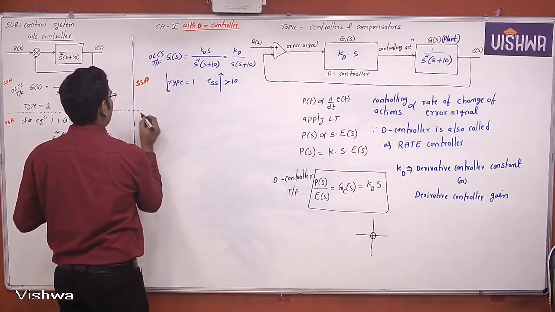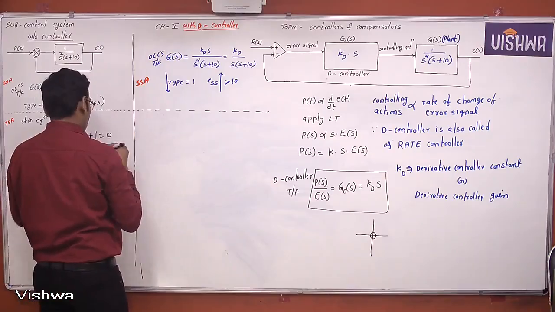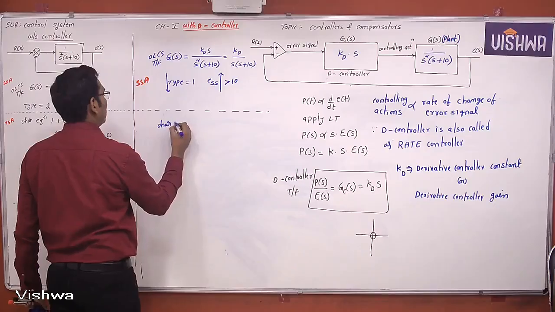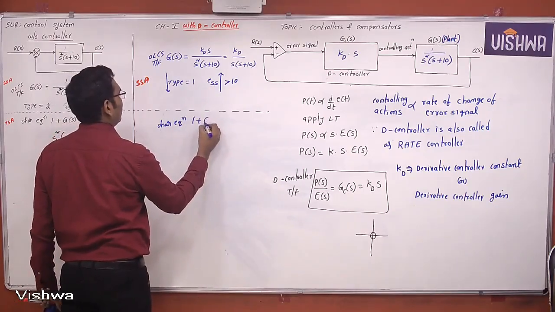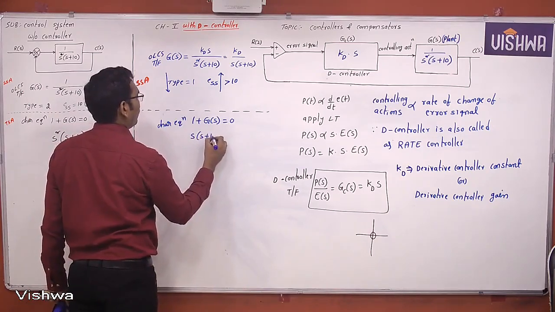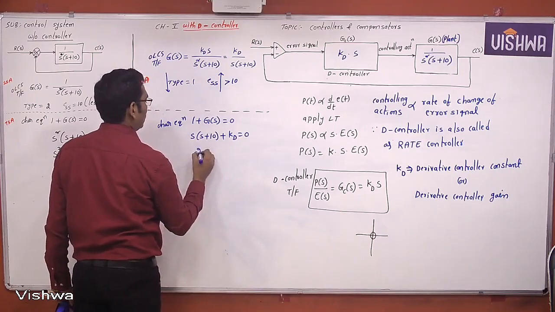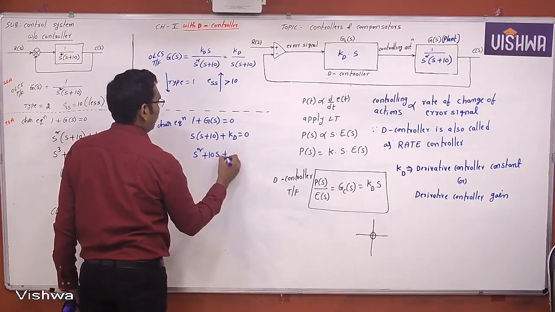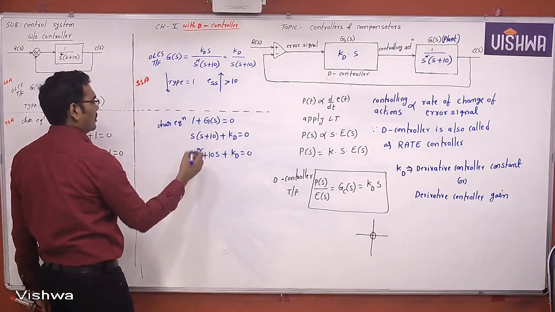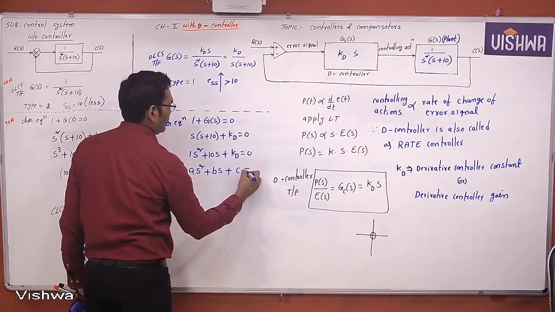What about the transient state analysis? With the D controller, the steady state analysis is this. But what about the transient analysis? Now we need to find the characteristic equation. 1 plus G of S equal to 0, S into S plus 10 plus KD equal to 0, S square plus 10S plus KD equal to 0. So this is the characteristic equation of order 2, AS square plus BS plus C equal to 0.